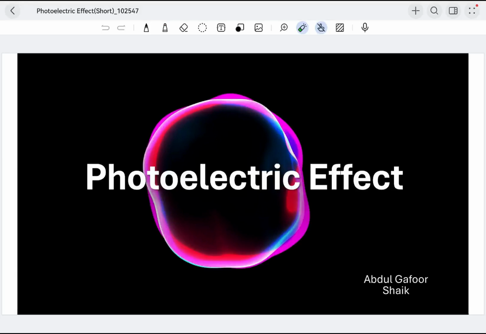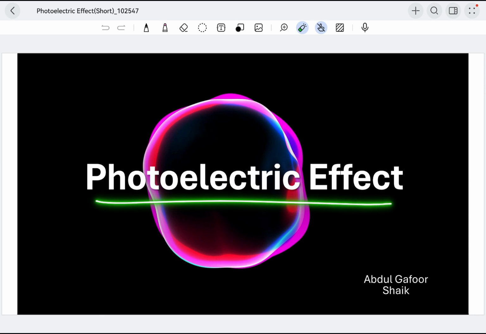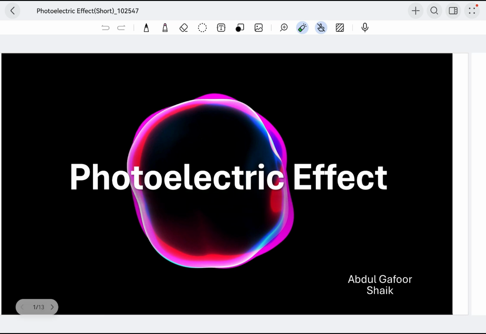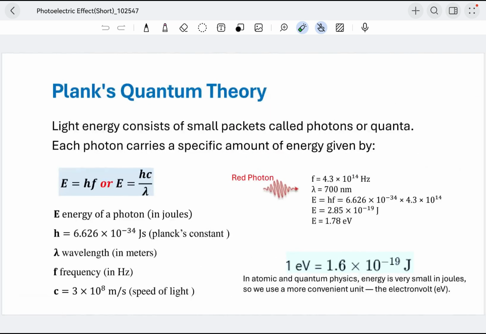Hi everyone. Today we are going to explore one of the most fascinating discoveries in modern physics, that is the photoelectric effect. Before we start the photoelectric effect, let's understand Planck's quantum theory, the key idea that led to the concept of photons. According to Planck's quantum theory, light consists of small packets called photons or quanta.